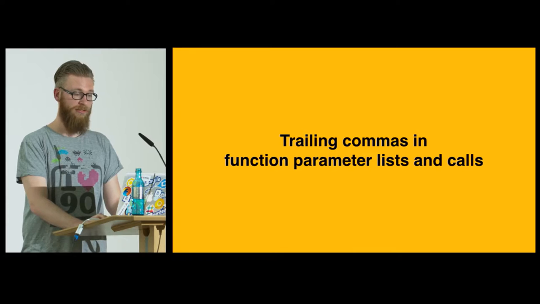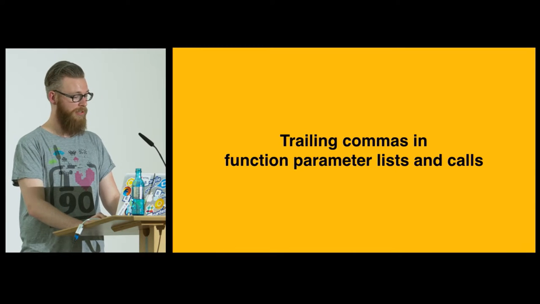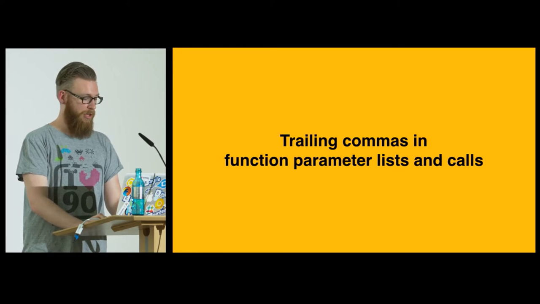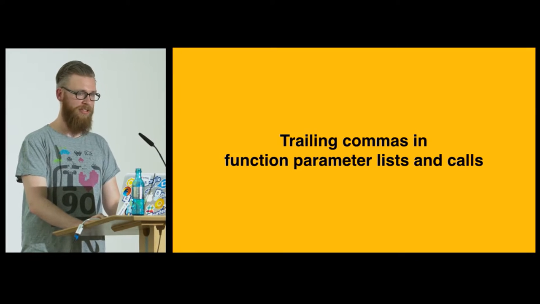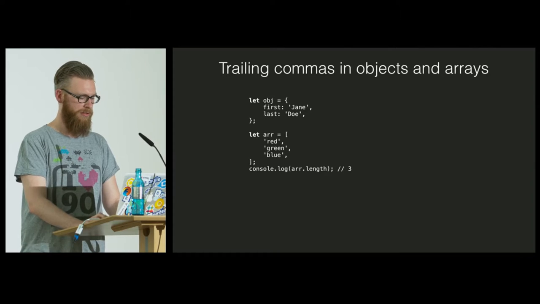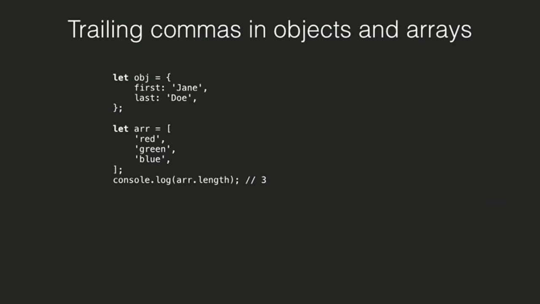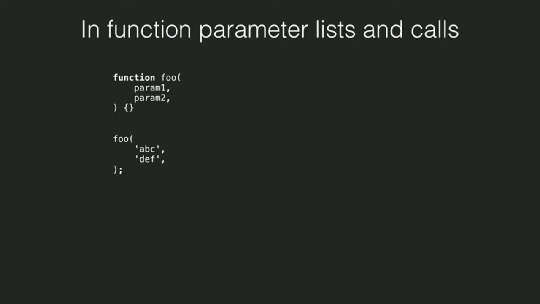And finally, there is this trailing commas in function parameters, lists, and calls, which is how they call it in the specs. Not really that interesting. I'm a little bit against it as well. So say you have the, we already had trailing commas in objects and arrays, so you can do it like this. And then you can now do it in function parameter lists and calls as well.